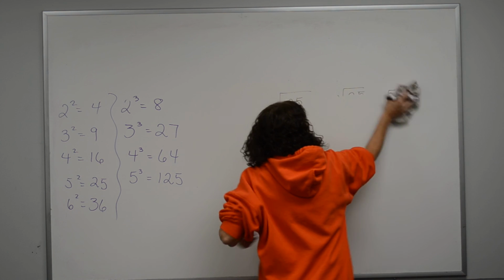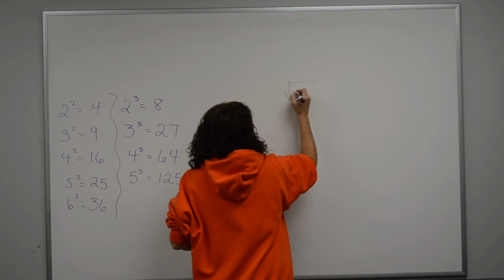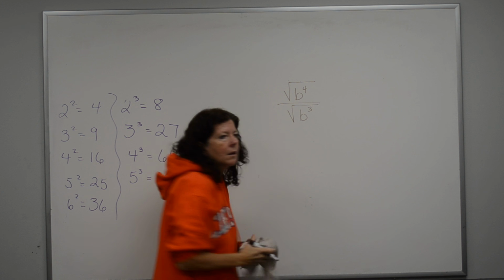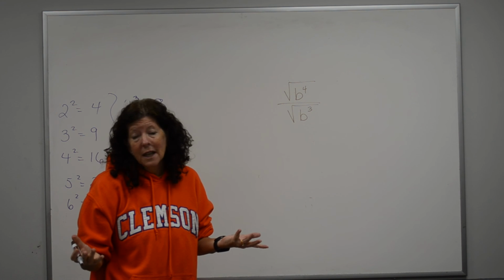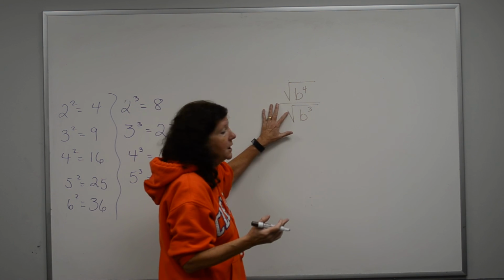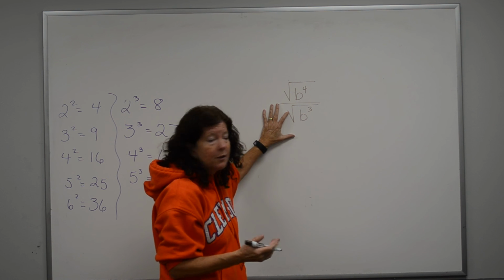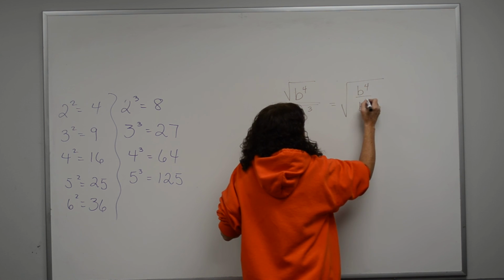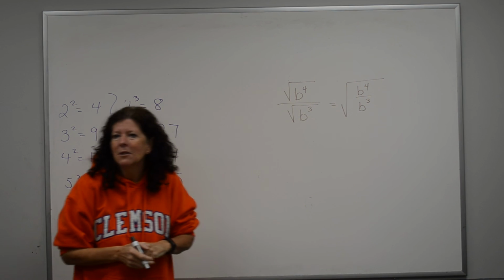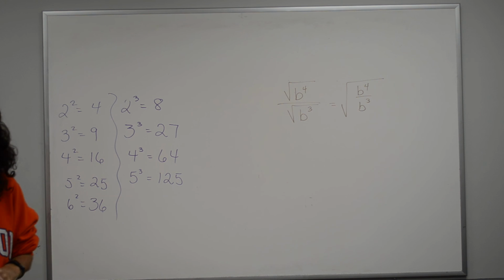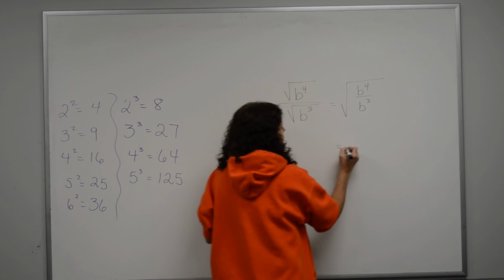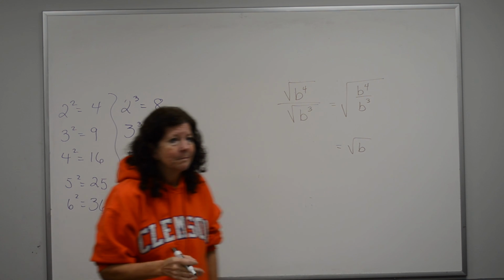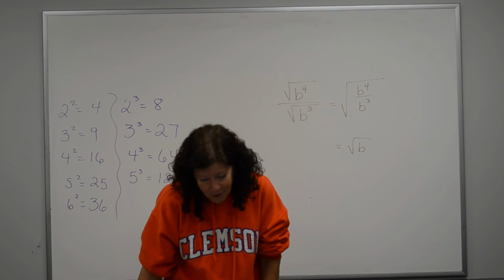How about variables? What I can do is I can reduce it first because they're both underneath the square root. Okay, if they're both under the square root, I could write it like that. What's b to the 4th over b to the 3rd? B. Just b. Can I take the square root of b? No, I'm done. Okay, you with me?